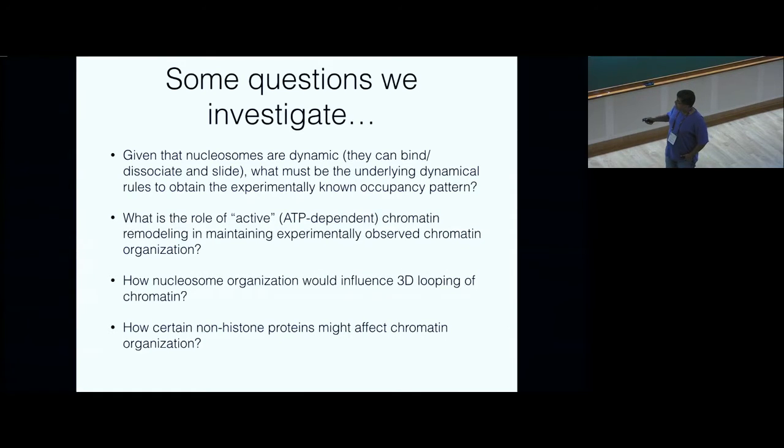We also asked, what is the role of ATP-dependent remodeling in maintaining this experimentally observed organization? If you want to maintain that organization away from thermal equilibrium, what must be the dynamical moves that must be going on? How would nucleosome organization influence the three-dimensional looping of chromatin, and how might certain known histone proteins affect the chromatin organization? So these are the questions that we started asking.